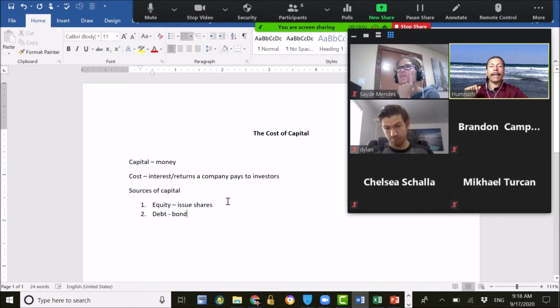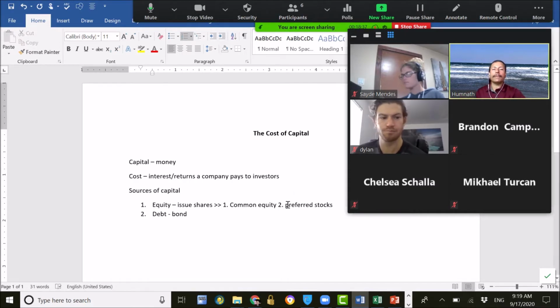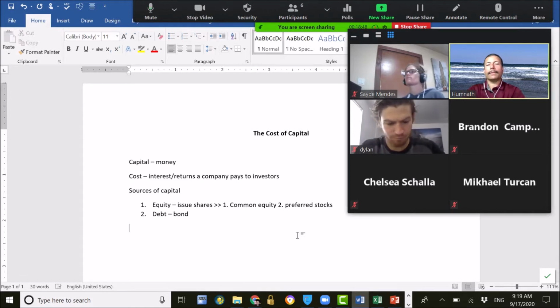In equity we have two types: common equity, and number two, preferred stock. So we have two types of equity, common equity and preferred equity. Not all companies use both of them, but in our weighted average cost of capital calculation, I'm going to include all of them. Okay, so this is the cost of capital.